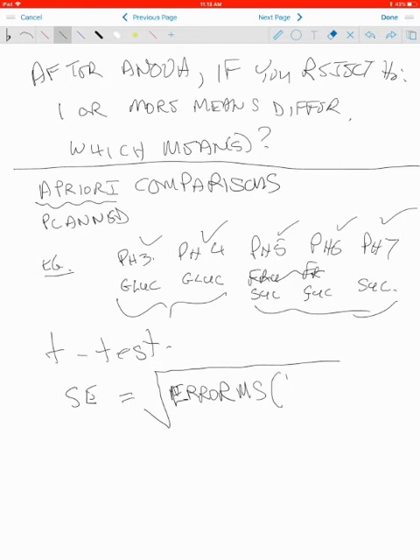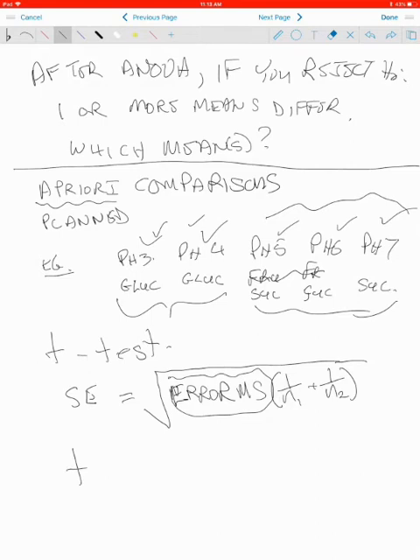and multiply it by 1 over whatever the first mean's sample size is, 1 over n1, plus 1 over the sample size for the second mean, n2. So in my example, however many algae there were in these 2 groups, that's going to be the sample size. This just comes straight out of the table. Take the square root of it, and now I've got the standard error.